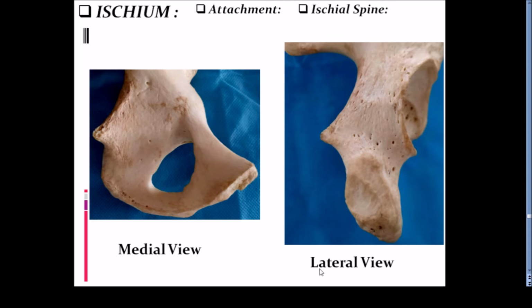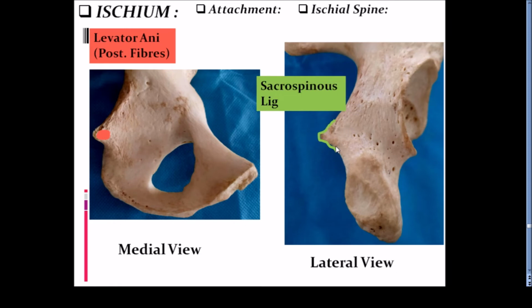Now attachment. Attachment on the pelvic surface of ischial spine: it gives origin to the posterior fibers of the levator ani muscle, and the margin of the ischial spine provides attachment to the sacrospinous ligament.